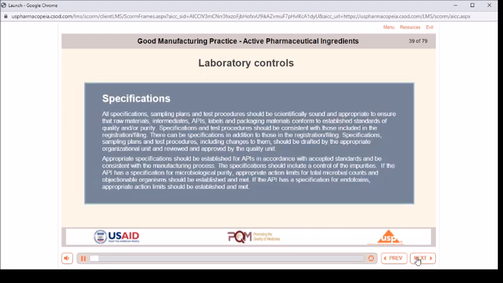Laboratory controls. Specifications. All specifications, sampling plans, and test procedures should be scientifically sound and appropriate to ensure that raw materials, intermediates, APIs, labels, and packaging materials conform to established standards of quality and/or purity. Specifications and test procedures should be consistent with those included in the registration/filing. There can be specifications in addition to those in the registration/filing.